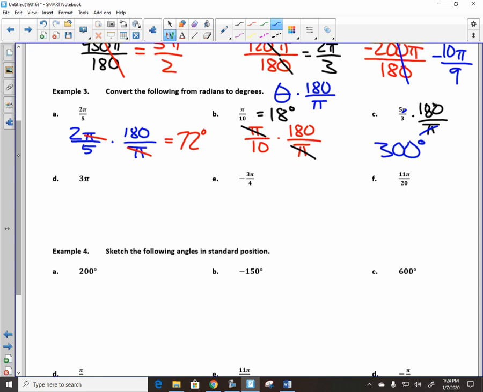3 pi times 180 over pi. If you don't see a fraction, you can just write it over 1. Again, the pi's cancel. 3 times 180 is 540 degrees.